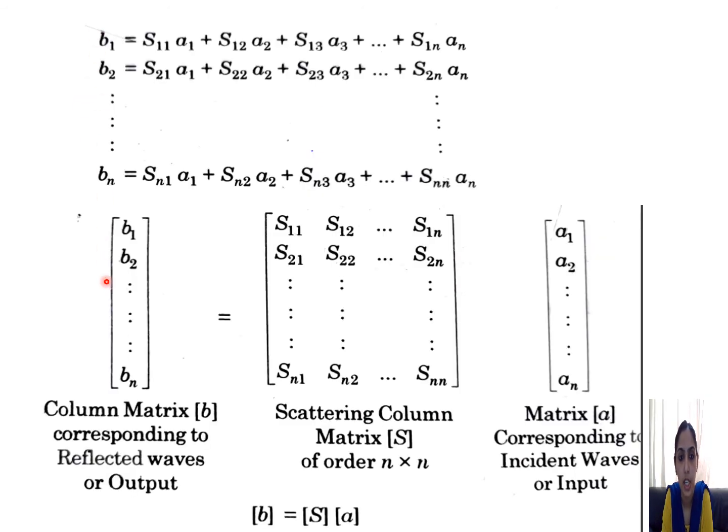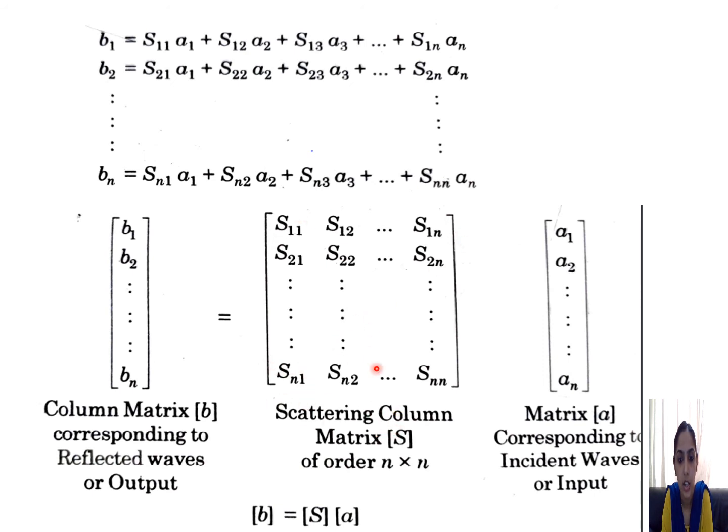So as you can see here, in the form of matrix and the form of equation, we have written B is equal to S into A. So B here represents what? The column matrix B. It corresponds to the reflected waves or the output. Okay, so S here is a scattering matrix. S, the acronym, is for scattering.